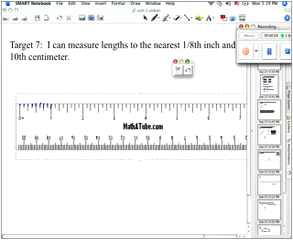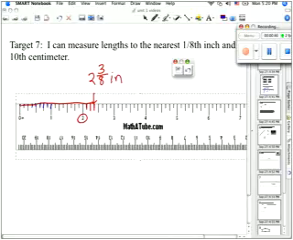If I was measuring something from this point and I stopped right there, I know this measurement would be 2 because I go past the 2 inches. And how far past? I would say this is 1/8, 2/8, 3/8. I'm 3/8 past that inch, so that measurement is 2 3/8 of an inch.